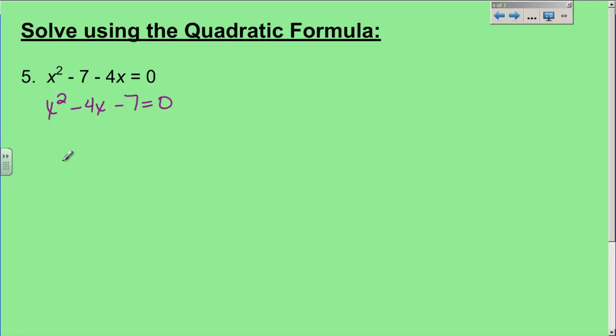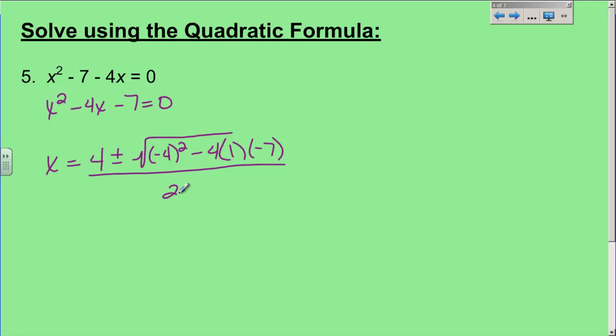So we'll plug into our quadratic equation. So x equals the opposite of b, which is 4, plus or minus the square root of b squared, so negative 4 squared, minus 4 times a, well, a is 1, times c, which is negative 7, all over 2 times 1.